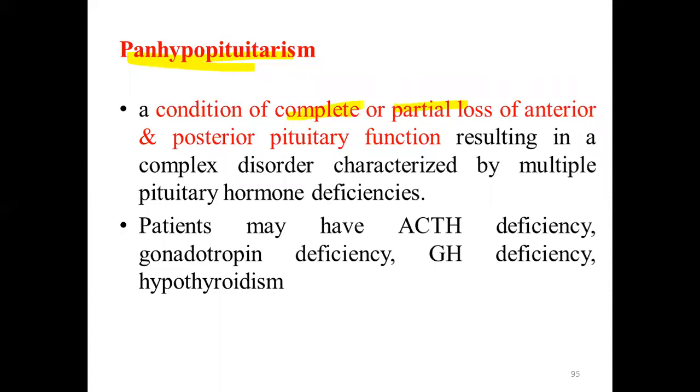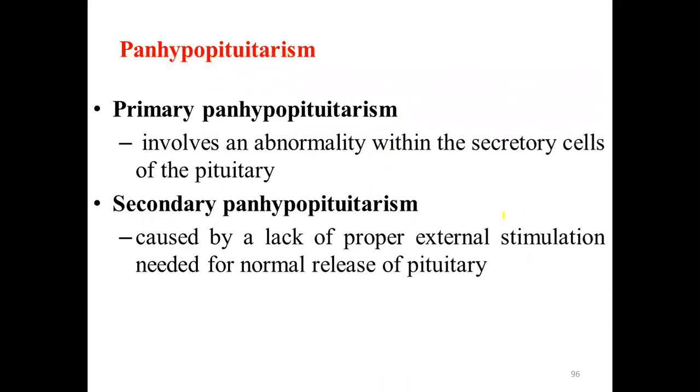Complete means all pituitary hormones. Partial means maybe some, one and above. So this is when we say pan-hypopituitarism. When a patient has this condition, they will encounter deficiency of cortisol, then gonadotropin deficiency, growth hormone deficiency, and even hypothyroidism. So that means all types of anterior pituitary hormones can be deficient.